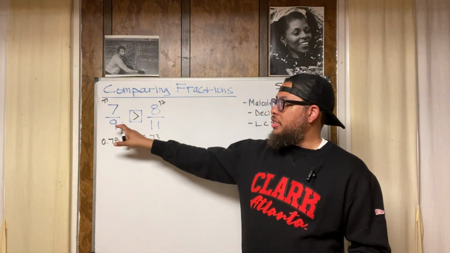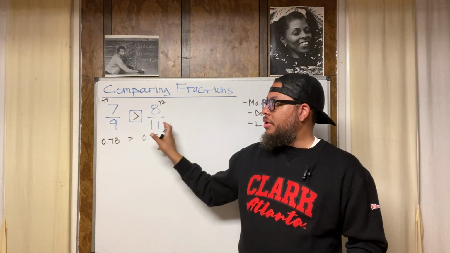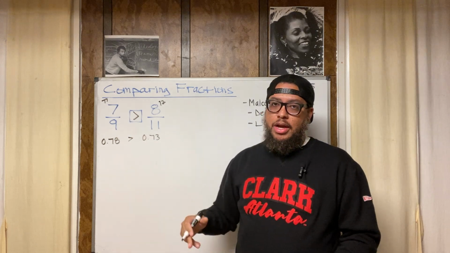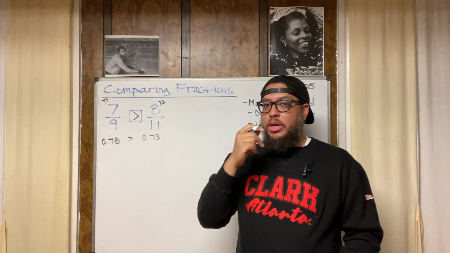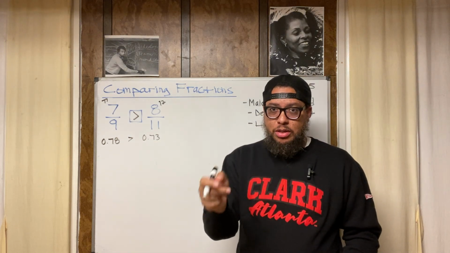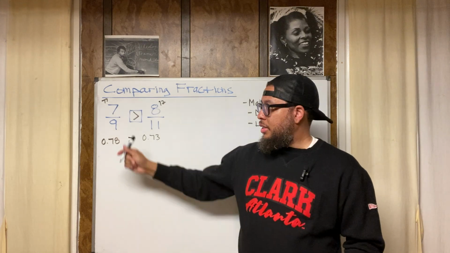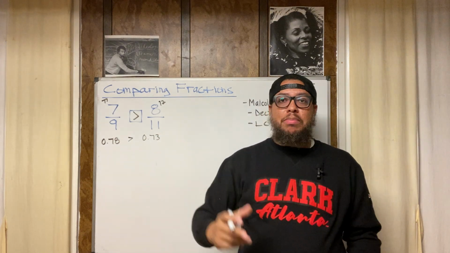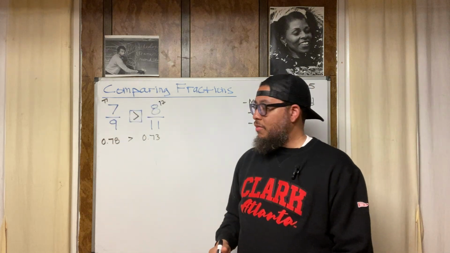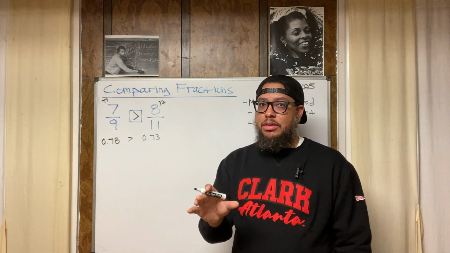So we create something called a least common denominator, right? What does that mean? Least means smallest. What is the smallest number that each of these numbers can both multiply into, right? Both of them that they have in common. What do they have in common?